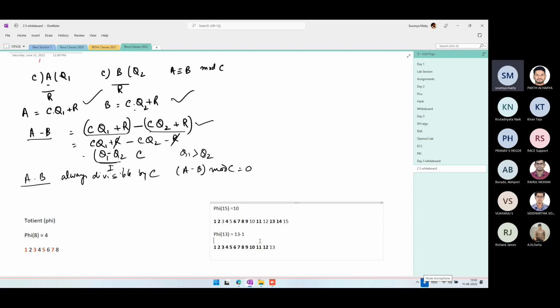Now the trapdoor function is like this. If you know whether the number is prime or not, it is very easy to find phi. But if you do not know whether it is a prime number, then you have to check all of them, counting each and everything. Makes sense? Okay.